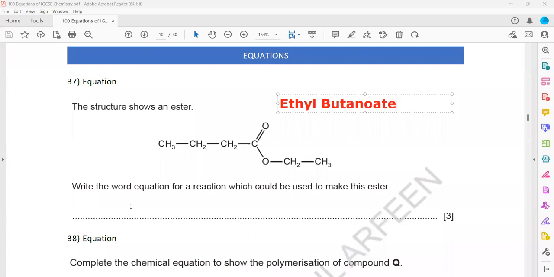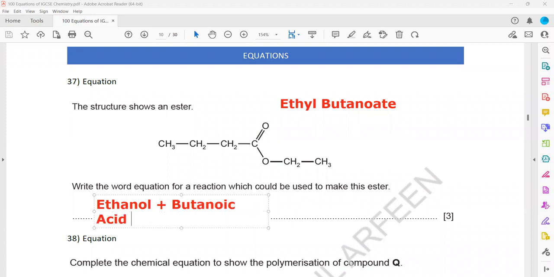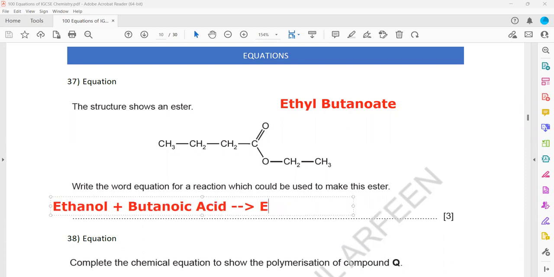So if it is ethyl butanoate, the first part always comes from the alcohol, so it should be ethanol, not methanol. Basil, you were writing methanol again and again. That's why I was erasing your answer. So it was ethanol and butanoic acid, and this results in the formation of the ester ethyl butanoate plus water, because it's a word equation. So we have to state all the products. So it will be ethyl butanoate plus water.